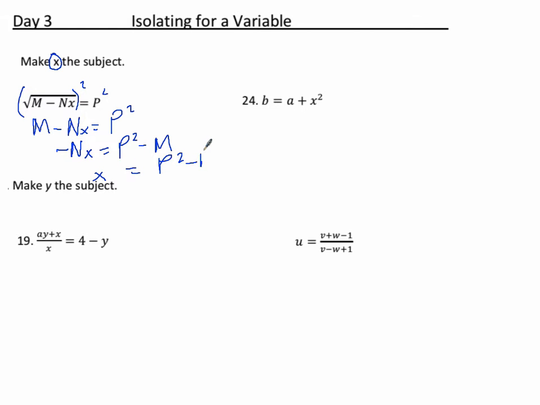We got (p squared minus m) over negative n, which you could rewrite by multiplying numerator and denominator by negative 1. We get a positive m, negative p squared, and a positive n in the denominator.